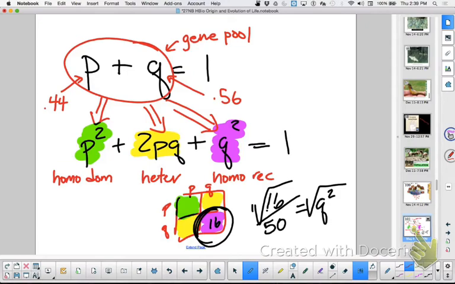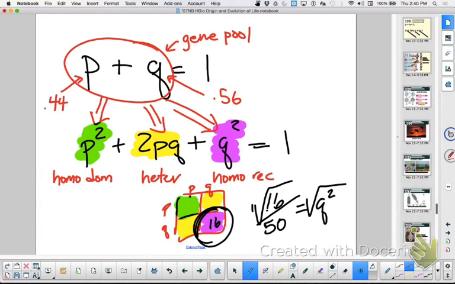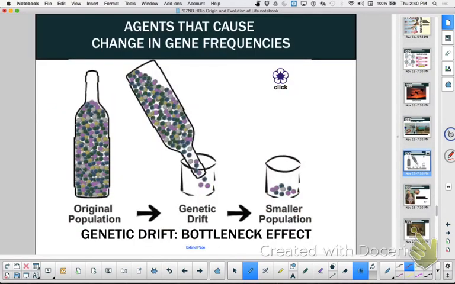So founder's effect. Then the other one is when you go through a crisis of some sort, a disaster. That is the bottleneck, right? So genetic drift, when we think about those 5 fingers, let me go to that. Okay, so here's bottleneck effect. When you go through that crisis, not all of them survive, and so this is not a true representative of the original. So that can change allele frequencies.